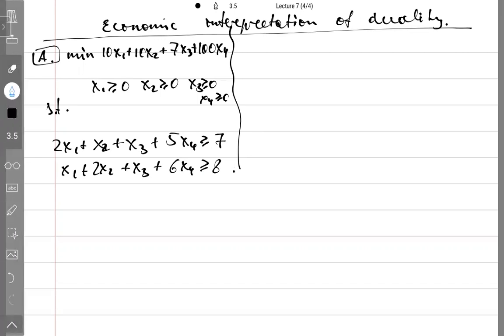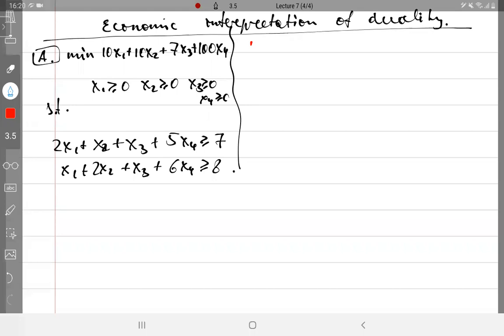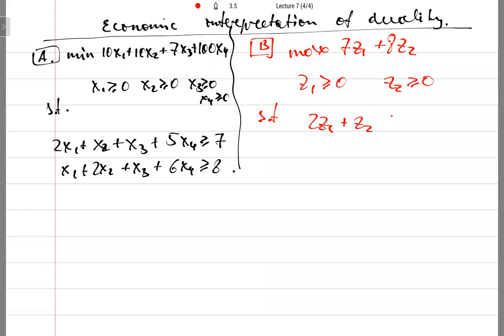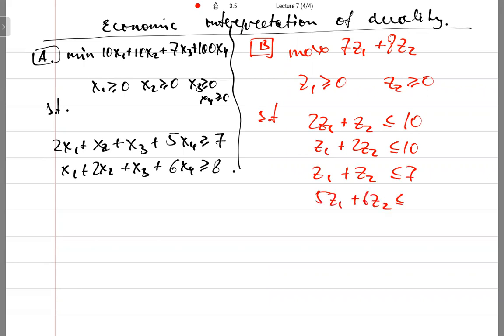And the dual, I will write it in red. The dual problem was to maximize 7z1 plus 8z2, where z1 is greater than 0 and z2 is greater than 0, subject to four inequalities: 2z1 plus z2 is less than 10, z1 plus 2z2 is less than 10, z1 plus z2 is less than 7, 5z1 plus 6z2 is less than 100.